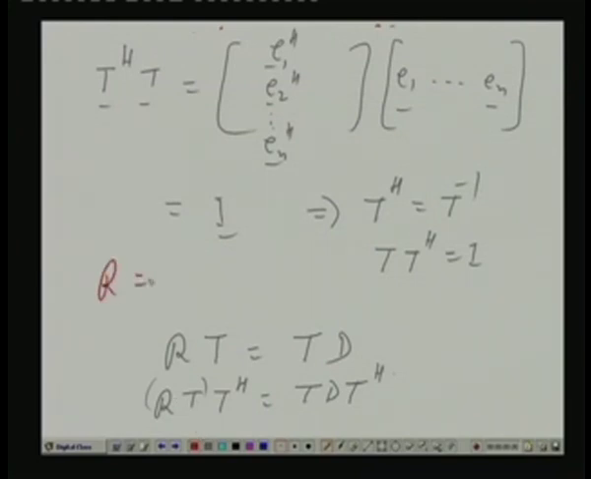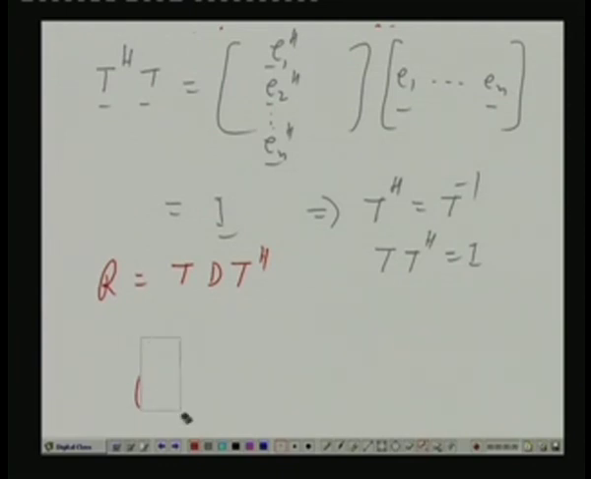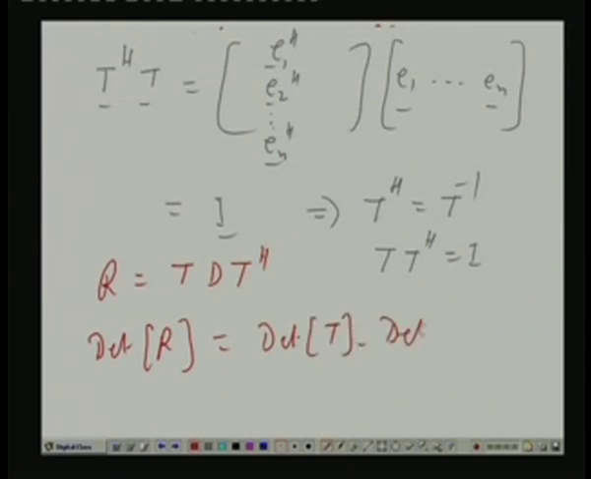Which means R is nothing but T D T Hermitian. So I am just concluding immediately. What is the determinant of R? It is nothing but the determinant of T times the determinant of D times the determinant of T Hermitian, which is nothing but T inverse. And these two cancel, the determinant of T and the determinant of T inverse. So you get back the determinant of D. And what is the determinant of D? It is the product of eigenvalues lambda 1, lambda 2, dot dot dot, lambda n.